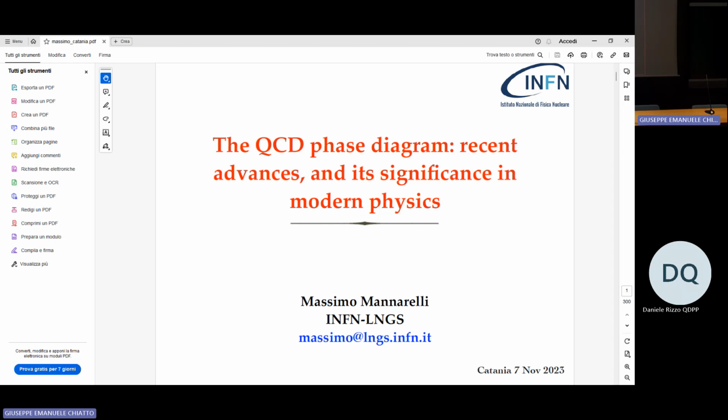And he is very expert on this research field on which we are very active in this department, which is the QCD phase diagram. So today he will give a very nice, hopefully very nice, surely very nice, user-friendly introduction to this topic for the students. Since this is a colloquium, of course, feel free to ask questions anytime you want, also during the presentation. Okay, so let's welcome Massimo.